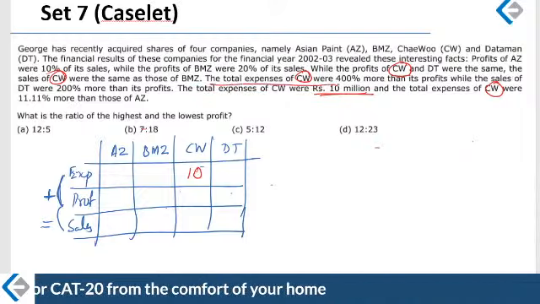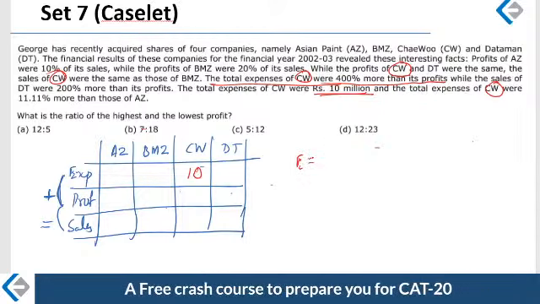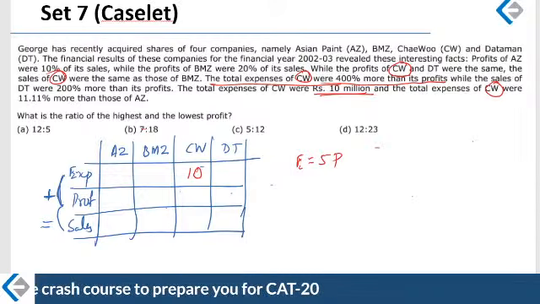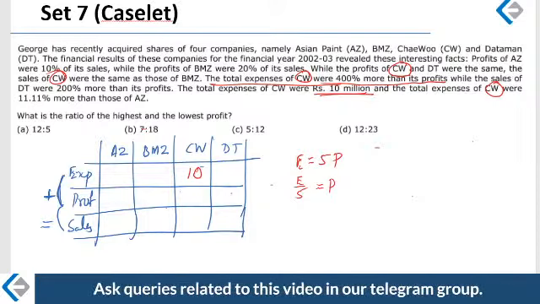The total expenses of CW are 400% more than profits. So which means profit. Now what is the expenses? Expenses is equal to 400% more, which means what, guys? 5 times of profit, because 100% more means 2 times of profit, so 400% more means 5 times of profit. Expenses is equal to 5 times of profit. Therefore, profit of CW is nothing but expenses divided by 5, which is 10 divided by 5, which is nothing but 2. Therefore, the profit is 2.